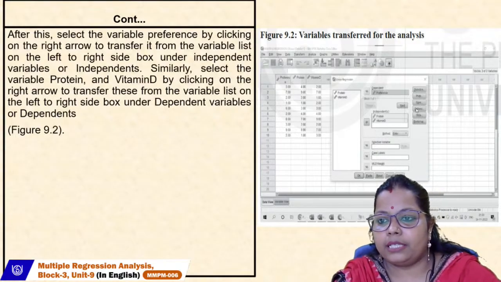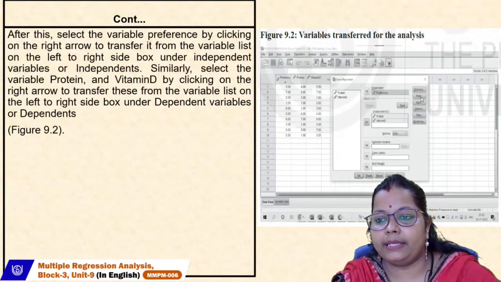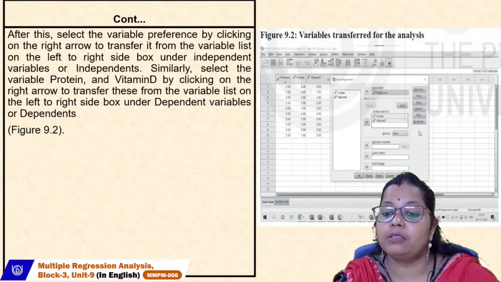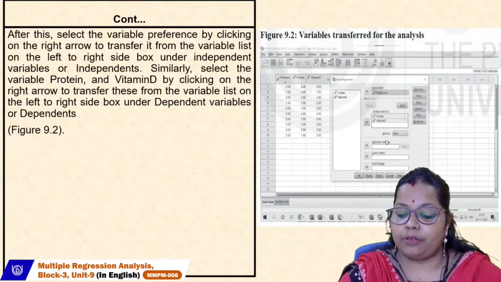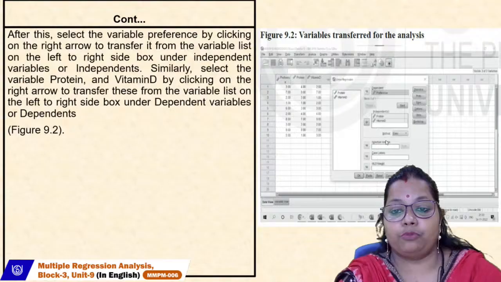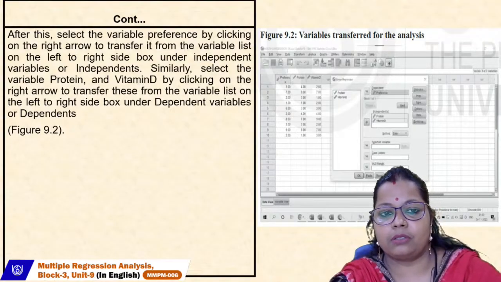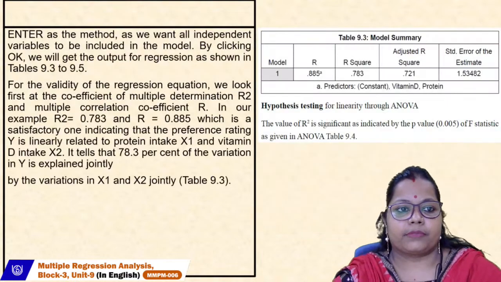Then we will give the parameters from the statistics or any plots if I want to calculate, and that will be chosen from the systems. Then we will move to run this solution or run this program by clicking OK.